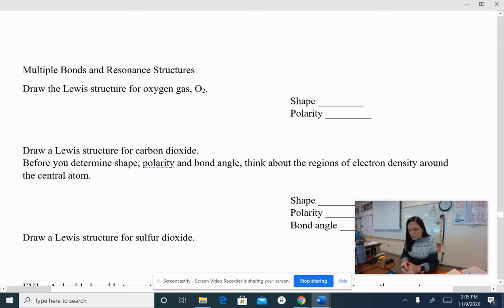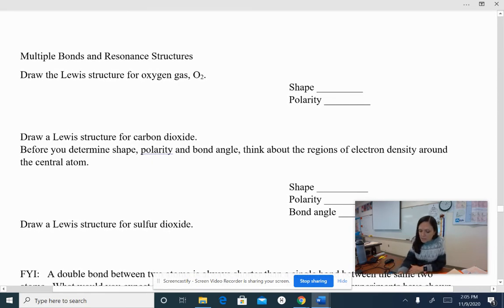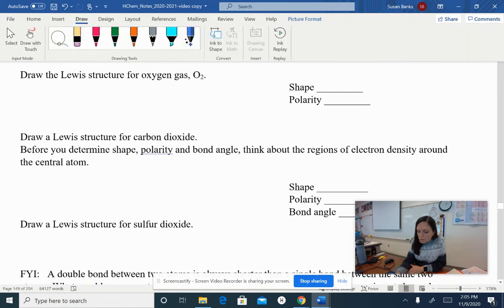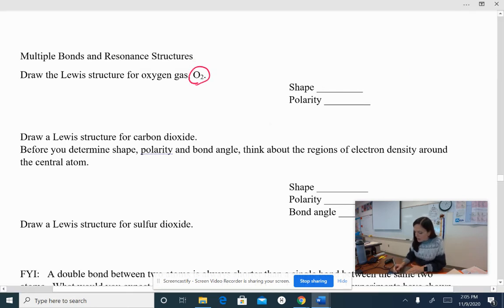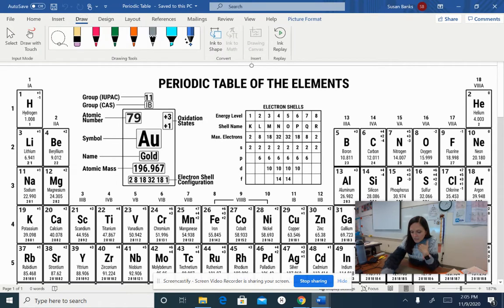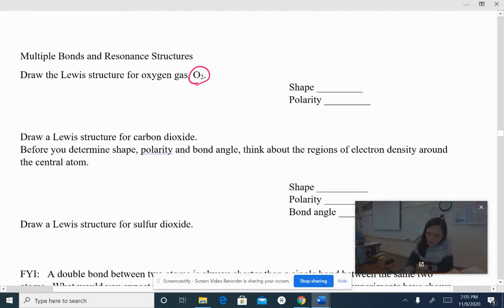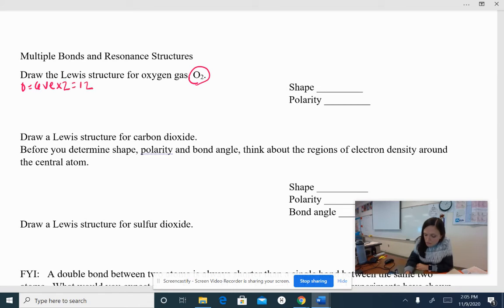So we want to draw the Lewis structure for oxygen gas, and the oxygen gas is a diatomic molecule, so it comes to us in groups of 2. So we do get O2. So let's look at oxygen on our periodic table here. If I look at our periodic table and I look at oxygen, I am in group 16. So that means that I have 6 valence electrons for each of those oxygen atoms. So oxygen gives me 6 valence electrons, and I've got 2 of those oxygens, so I have a total of 12 valence electrons.